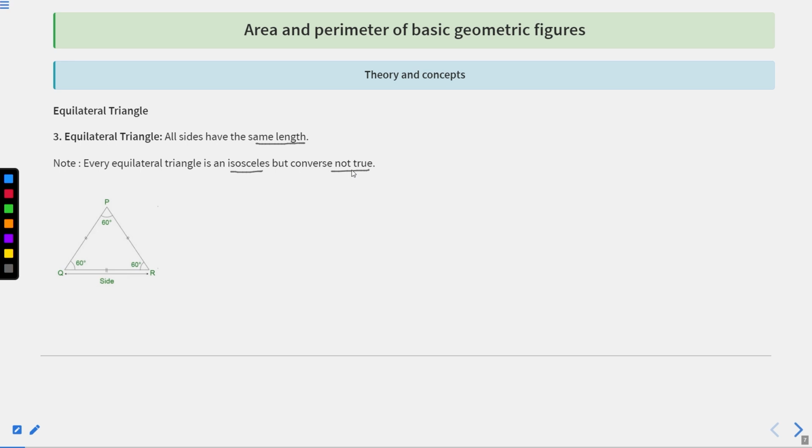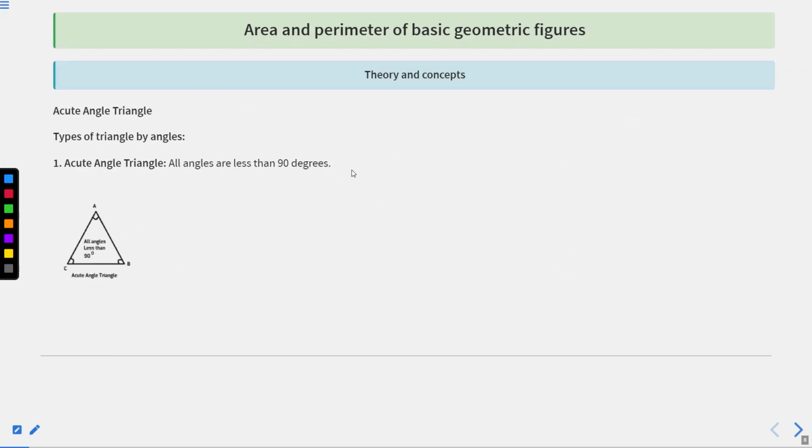So every equilateral triangle is an isosceles triangle, but its converse is not true. That means not every isosceles triangle is an equilateral triangle, because an isosceles triangle has at least two sides the same. That means there is a possibility that only two sides are the same and the third is unequal. In that case, it will not be an equilateral triangle.